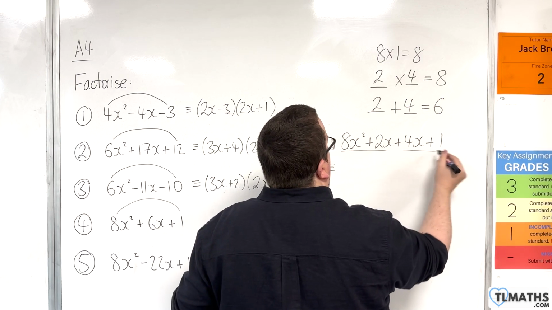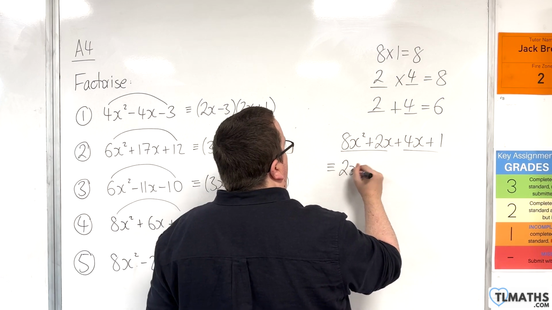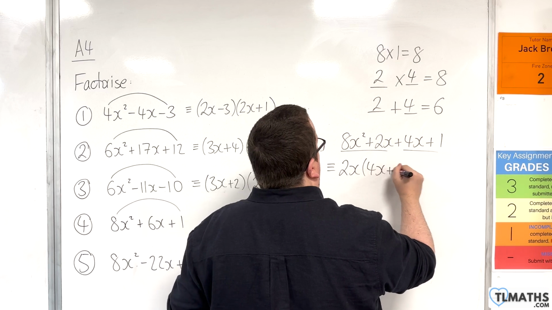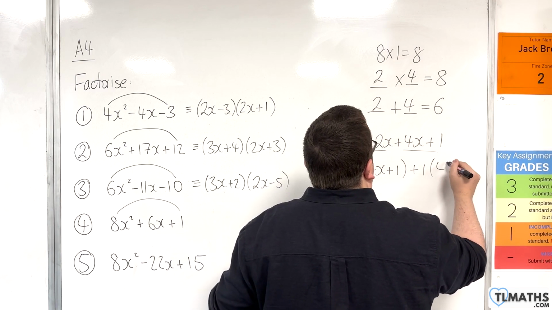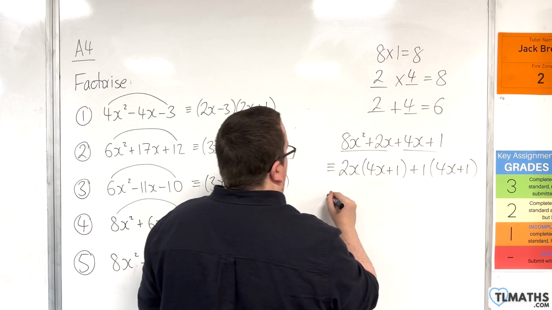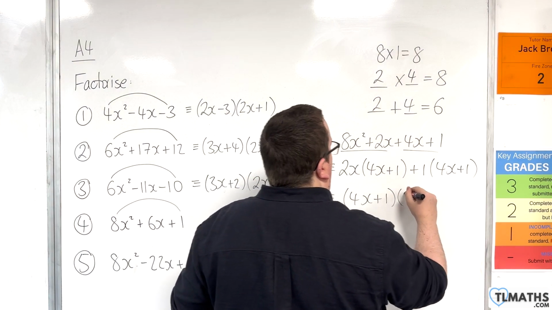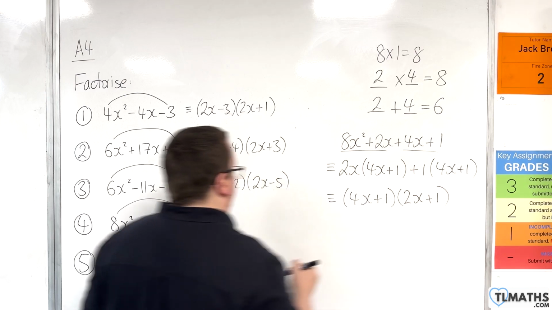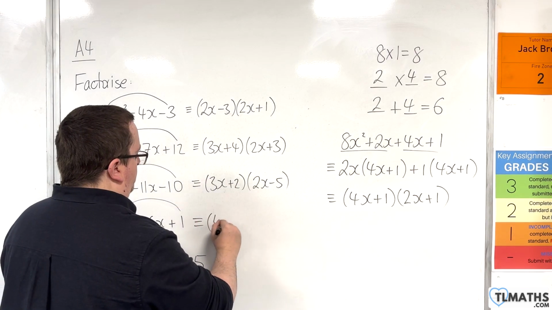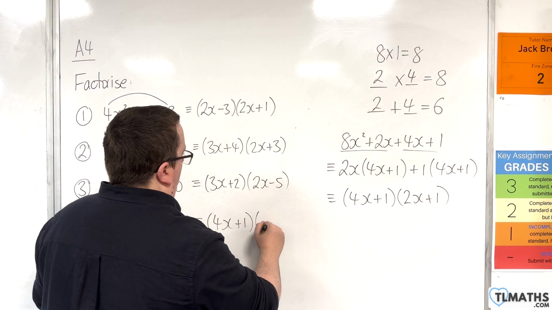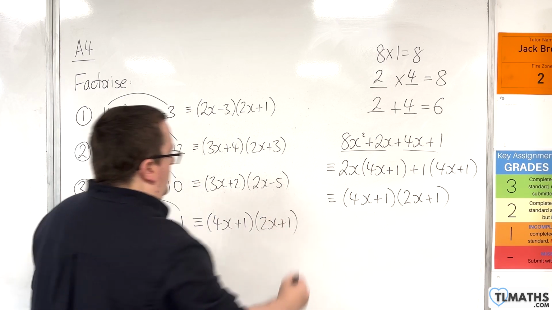So factorise the 2 halves. We're going to get 2x lots of 4x plus 1, and then 1 lot of 4x plus 1. So we've got 4x plus 1 times 2x plus 1. Okay, and we're done.